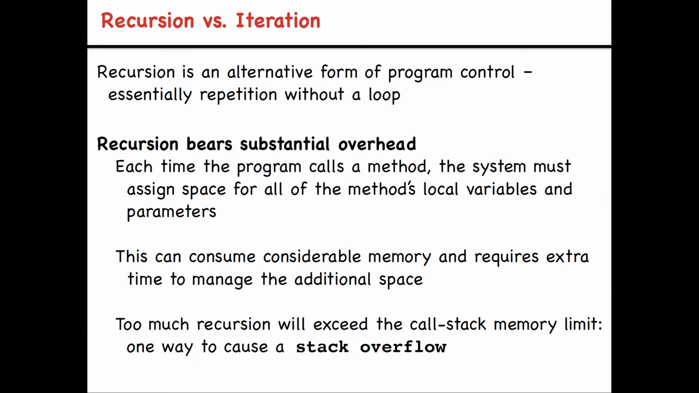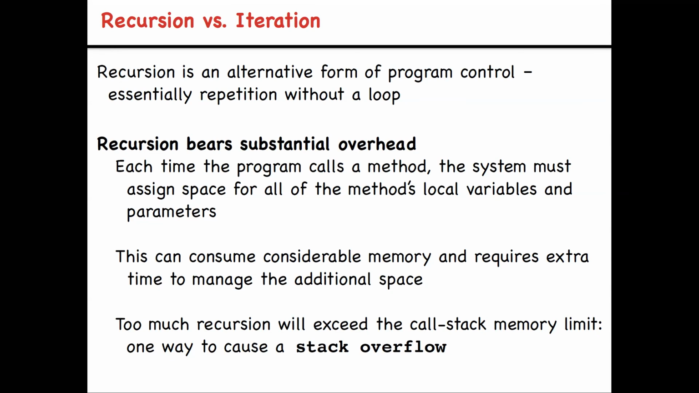Recursion does have substantial overhead. Every time the program calls a method, the system has to assign space for all the variables and all the parameters and all the stuff associated with the function. So this can use up extra memory and extra time to manage all that stuff. Again, from the scientific space where I came from, we never used it because we were worried about memory and time.